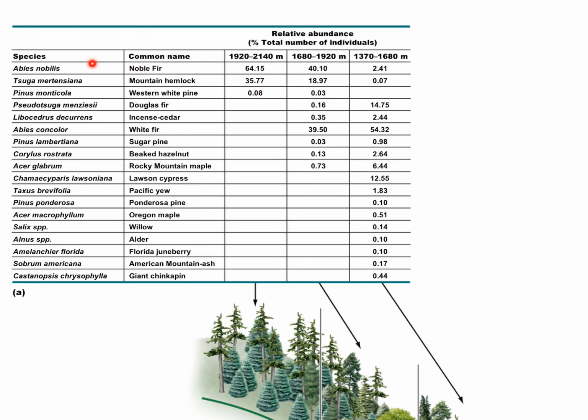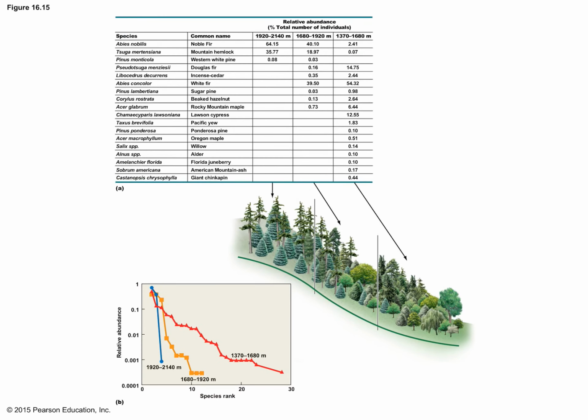And at the highest elevations, we have these three species. They are the only ones that are really tolerant of those more extreme conditions, okay? So we have distinct zones, and you can see this here. Here's our lower elevation zone, our mid elevation zone, and the highest elevation zone where we have the fewest numbers of tree species.